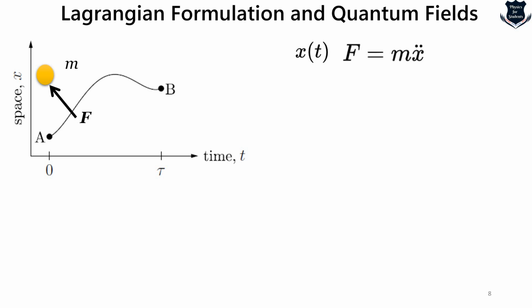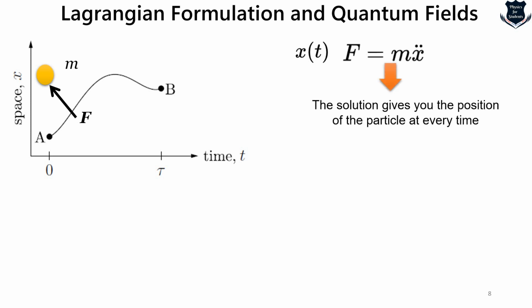Now this equation can be integrated, which I am not going into. It gives a solution for the position of the particle at every time from tau to t. Now this solution is what is called quantum unfriendly, or not a quantum friendly approach, because it gives the position of the particle at every point.